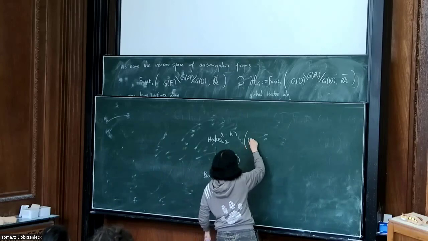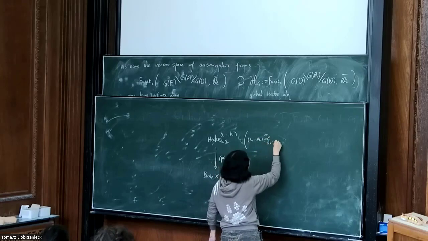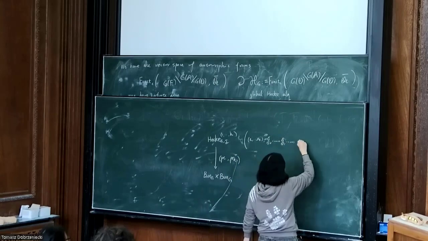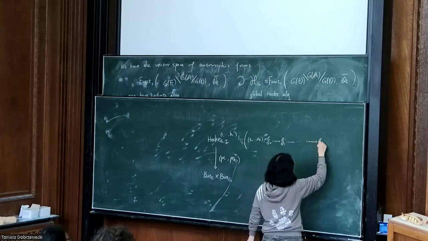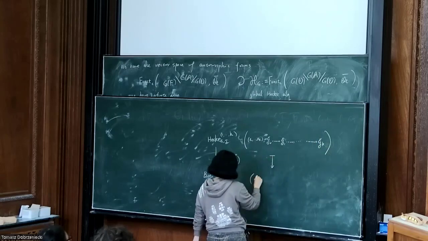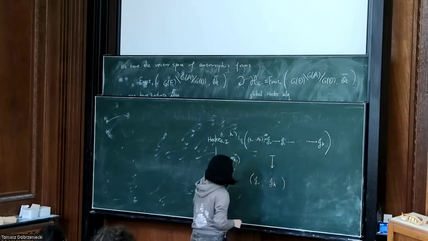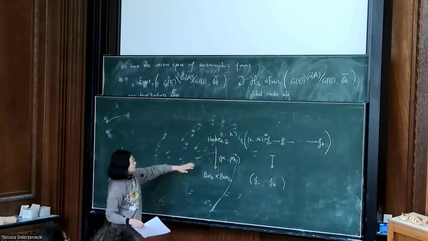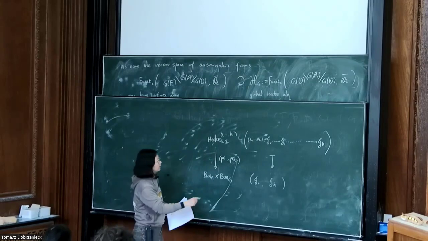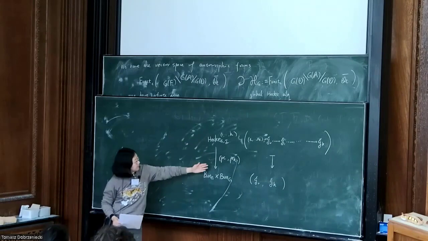which means that it sends these modifications to the first one and the last one. In fact, this is what we usually use for the Hecke correspondence for Bun_G. It's some modification of the G-bundle. We have this map.